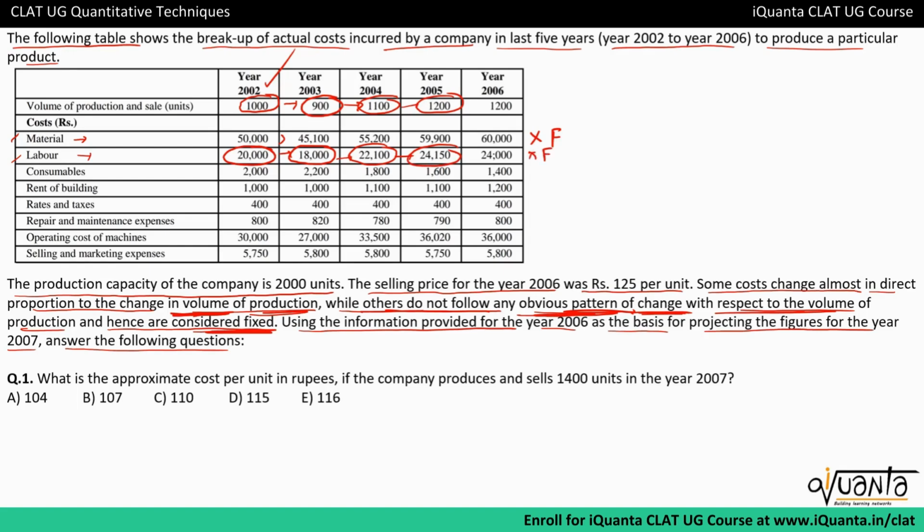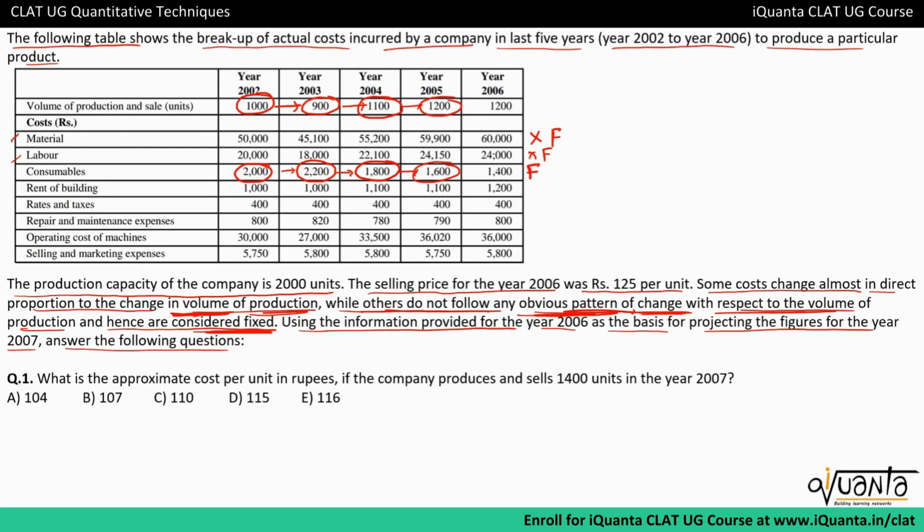But when we come to consumables, we can see that in year 2002 the number of units was 1000 and the cost was 2000. In year 2003 the number of units has decreased from 1000 to 900, while here we can see that the cost has increased from 2000 to 2200. Again in year 2004 the number of units has increased, so the cost must increase, while the cost has decreased from 2200 to 1800. Then again in year 2005 the number of units increases while the cost decreases. So sometimes the cost is decreasing, sometimes it is increasing. There is no particular pattern that you can find between the number of units produced and the cost. Hence this is a fixed cost.